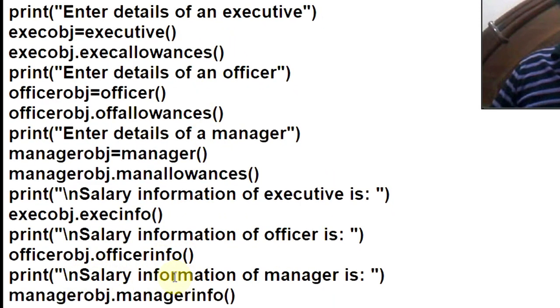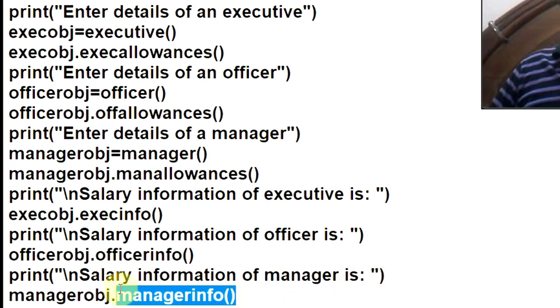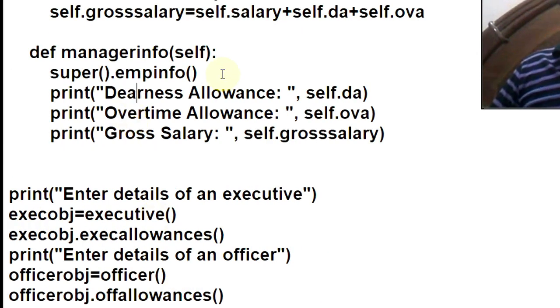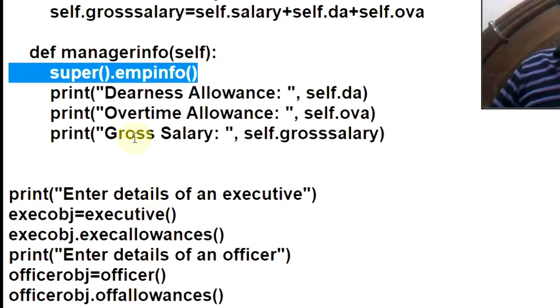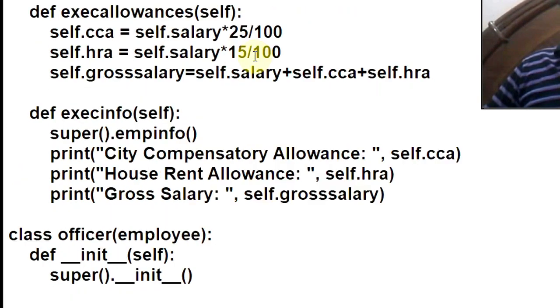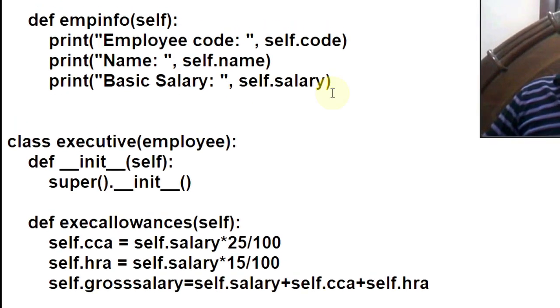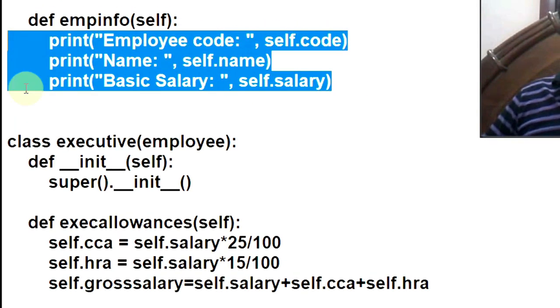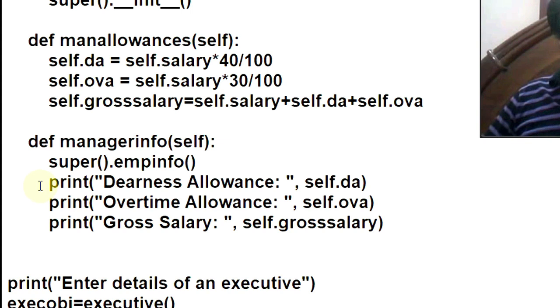You get a message on the screen, salary information of manager is, and you are invoking the manager info function of the manager class. Control will come over here. Again you are invoking the enp info function of the superclass, and the superclass of manager is employee, so the enp info function of the employee class will be executed, which will again display the code, name and salary of the manager. Thereafter the control will come over here to execute these three print statements which are left out, and these print statements will display the dearness allowance, overtime allowance and the gross salary of the manager.